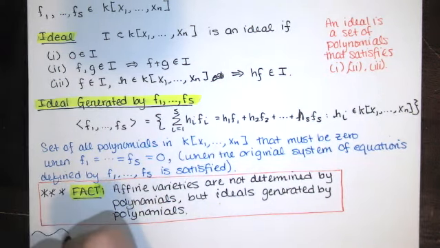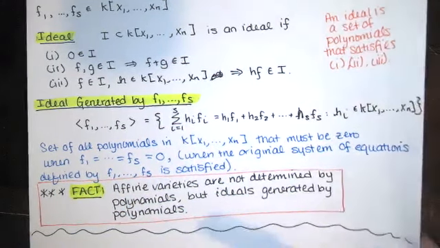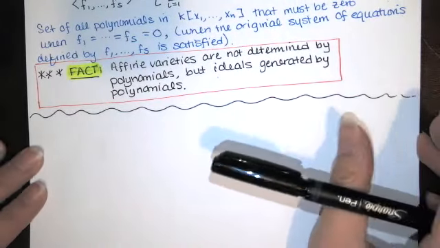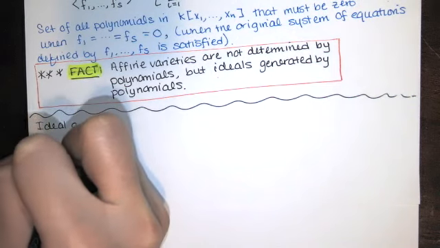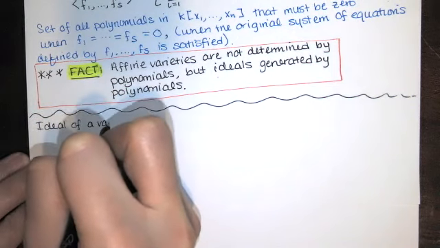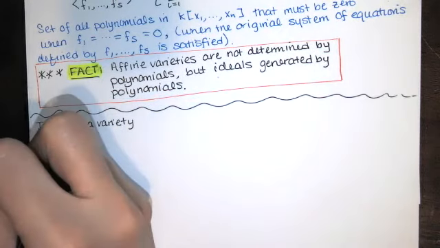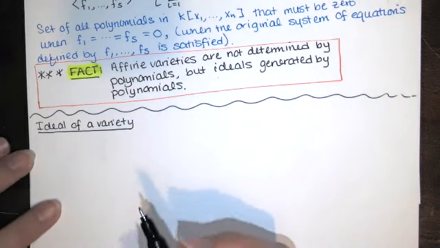So now we have another ideal that we'd like to discuss. This is called the ideal of a variety. So let's say you have an affine variety.